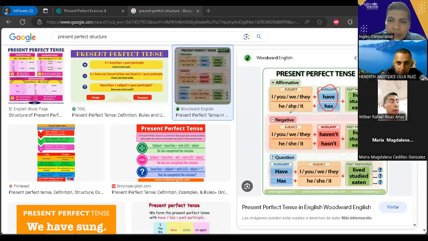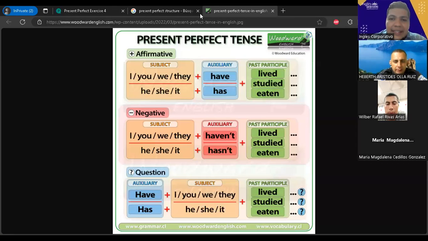Okay, let's do something right here. Let me just make it bigger so you can see it. Oh, what happens? Here it is. Okay, this is better. Okay, exactly. Bye, Mr. Wilber.